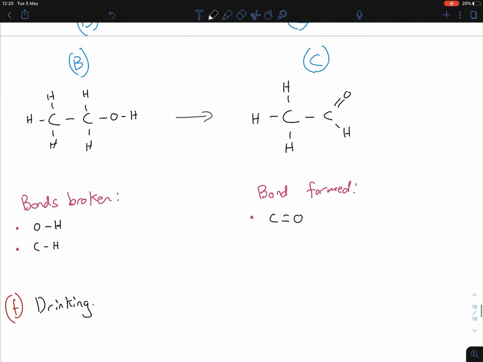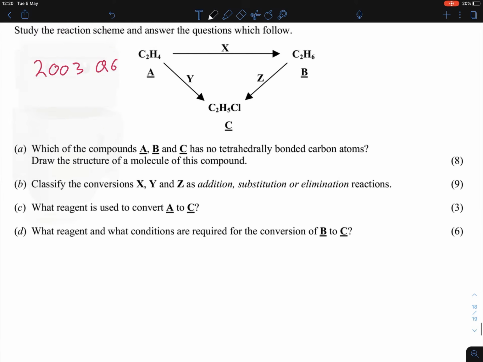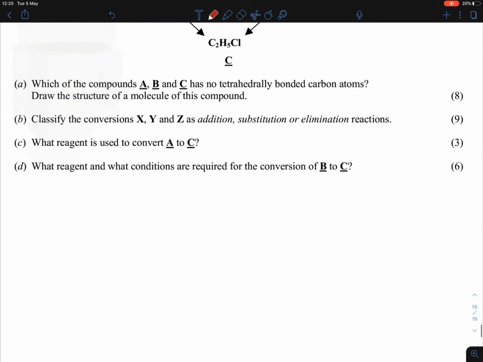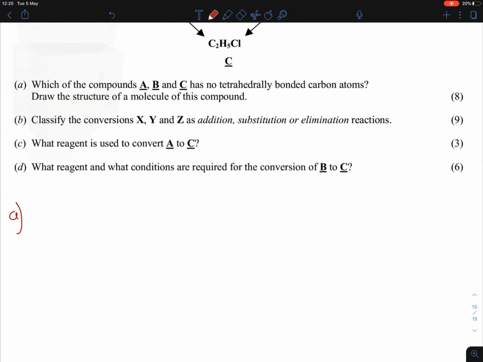So look, we're going to do, I think this is the last one actually, 2003. Okay, so we'll fly through this one here, hopefully. We're starting to see that there's a lot of repetition in the questions, which is nice.